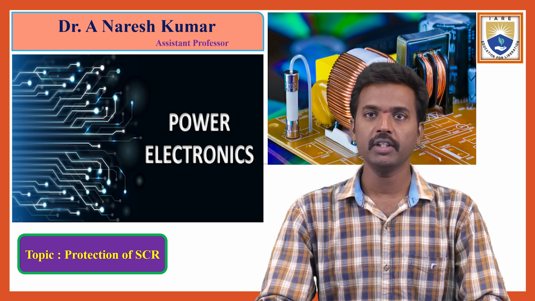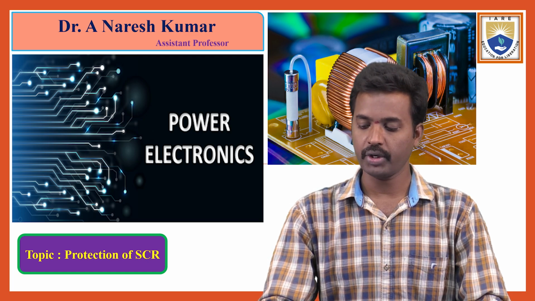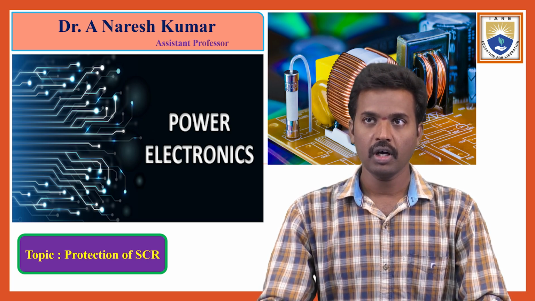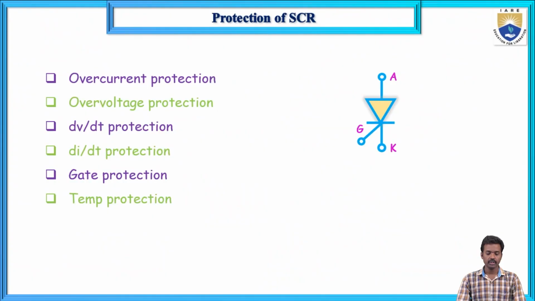Today we are going to have a discussion on SCR protection. First, what are the protection methods here? The first one is over current protection, then over voltage protection, dV by dt protection, di by dt protection, gate protection, and temperature or thermal protection.